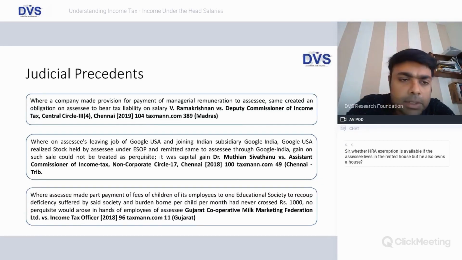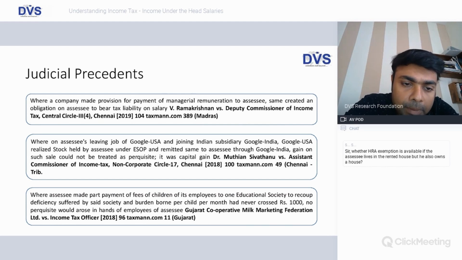Some of the judicial precedents in this regard, friends: where a company has made a provision for managerial remuneration, it has created an obligation on the assessee to bear the tax liability on the salary. So when you make a provision for salary, automatically you're liable to deduct TDS under 192. Where, on the assessee leaving the job of Google USA and joining the Indian subsidiary Google India, Google USA realized stock held by the assessee under ESOP and remitted the same through Google India, gain on such sale could not be deemed as perquisite because it was for the period of service held there. However, it would be deemed as capital gains.